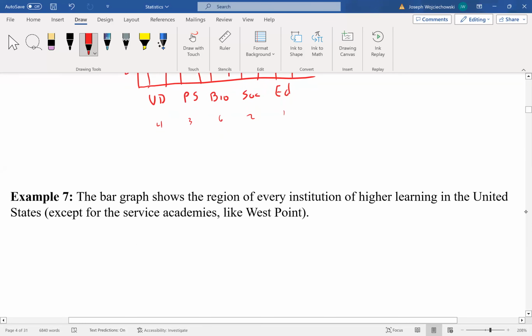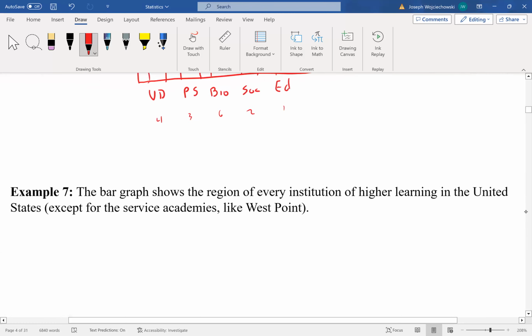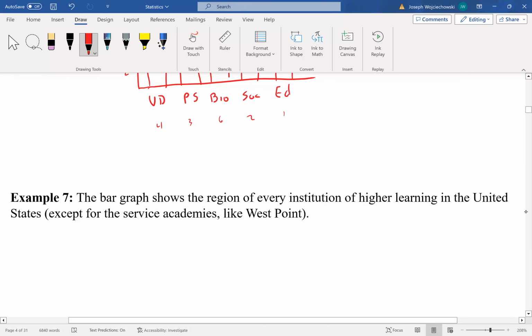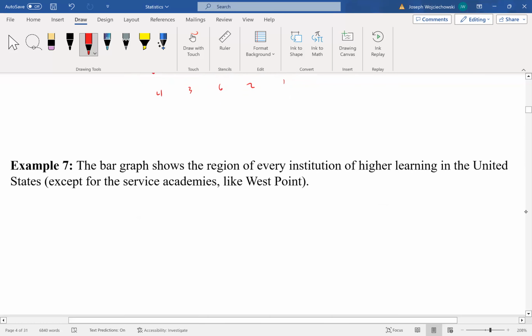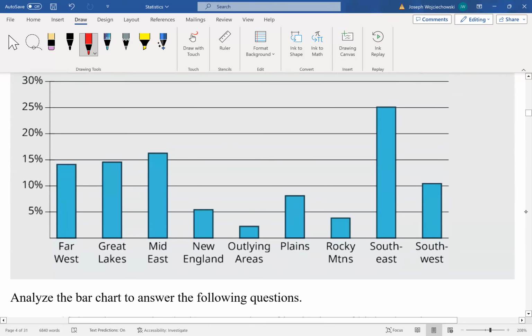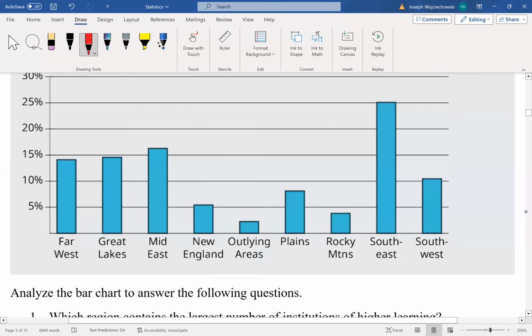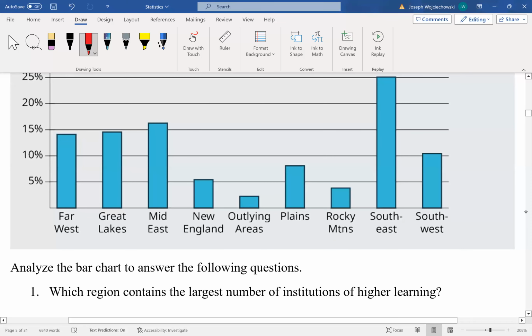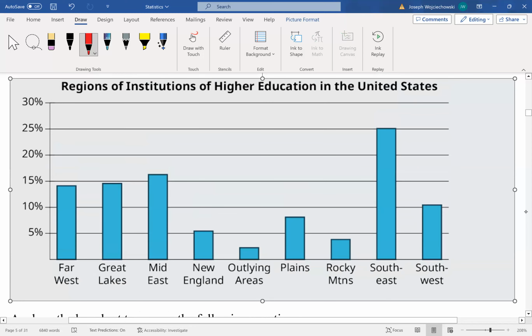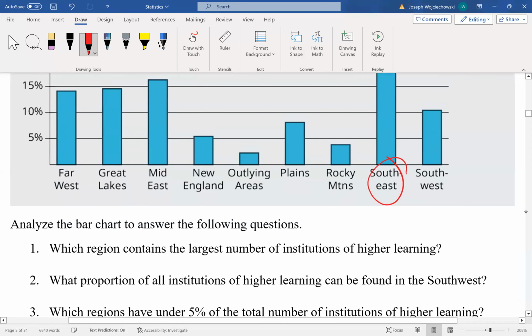So we have an example here. The bar graph shows the region of every institution of higher learning in the United States, except for the service academies like West Point. So here's what we're looking at. Now we want to analyze the bar chart to answer the following question. Which region contains the largest number of institutions of higher learning? So whose bar is highest? Southeast.